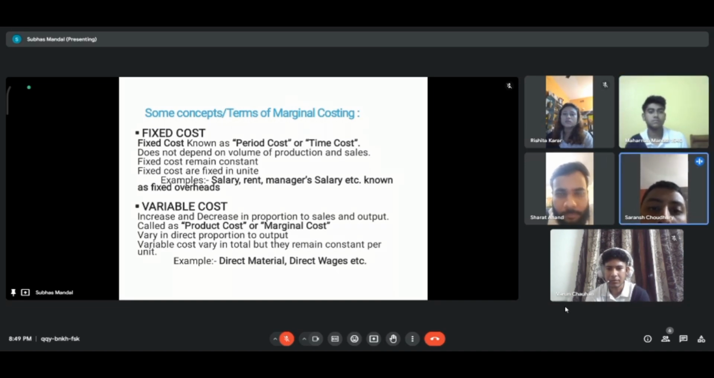Variable cost increases and decreases in proportion to sales and output, and is called product cost or marginal cost. It varies in proportion to output. Variable costs vary in total, but they remain constant per unit. Examples: direct material, direct wages, etc. Next slide.